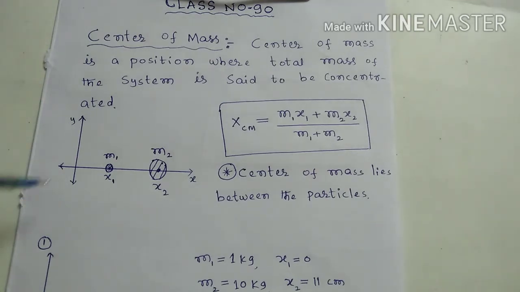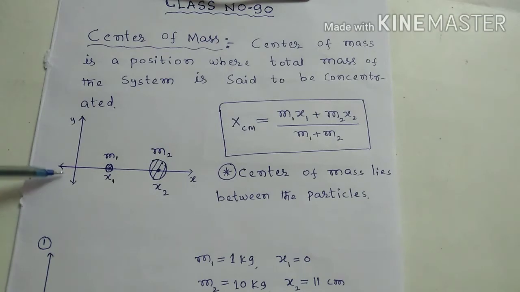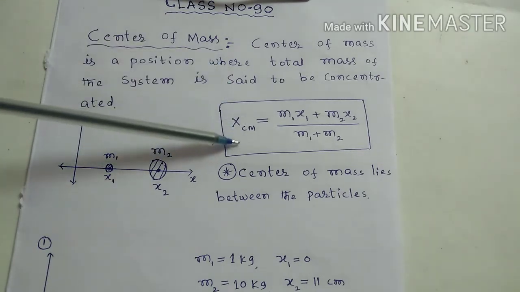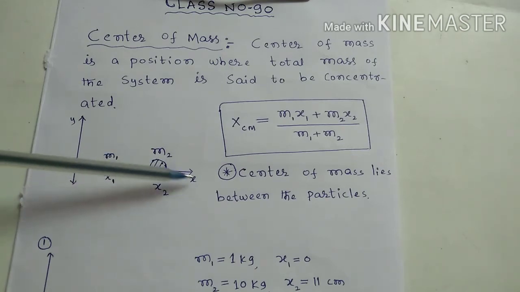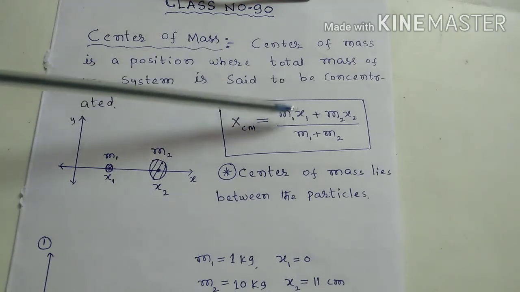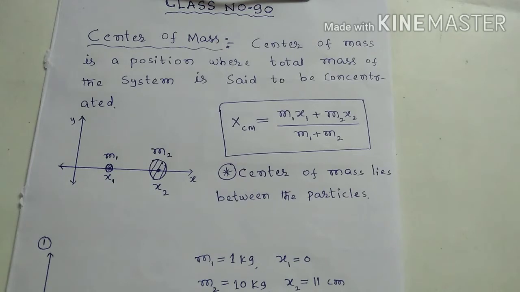First I will tell you what the system is. Here two particles are there, one is M1, another is M2. M1 is at a distance of x1 from the origin, and M2 is at a distance of x2 from the origin. We are going to calculate where the center of mass exists for this system. Very simple. XCM is the x coordinate of the center of mass. These two particles are lying along the x-axis, so it will have only an x coordinate. XCM is equal to (M1 x1 plus M2 x2) divided by (M1 plus M2). This is the simple formula to find the center of mass of the system.